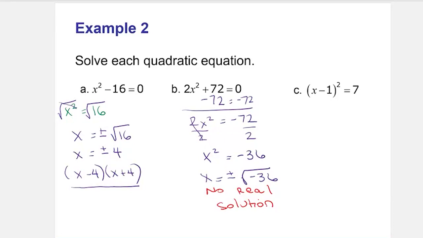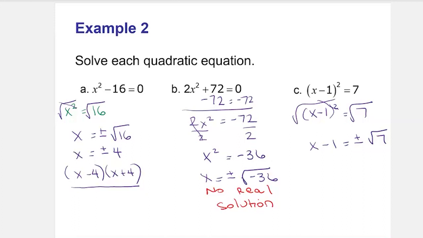And then the last problem here, well, I don't have to actually multiply that x minus 1 squared all the way out and then subtract 7 from both sides. Because that is squared, I can just take the square root of both sides. Let me do it like this: x minus 1 squared equals 7. If I take the square root of both sides, the square root and the square cancel, I get x minus 1 equals plus or minus the square root of 7.